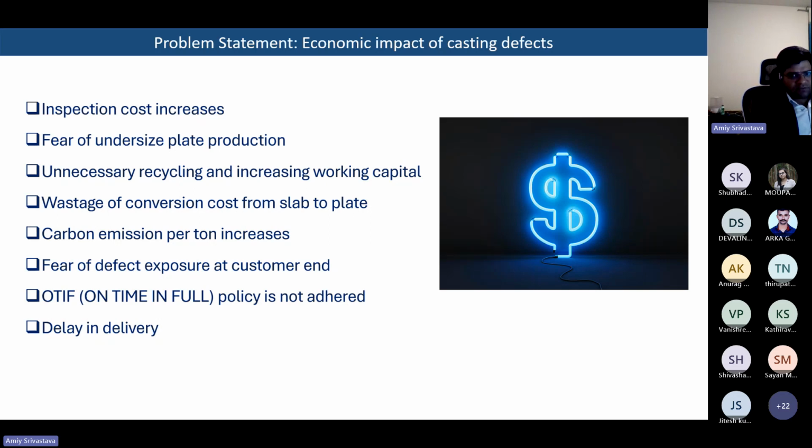So the customer will always think, okay, this guy is having a lot of defects, so it is always possible that some of the products which he has left and which he has not inspected might be having some defects, and that will create problems at my end. And I have already talked about the on time in full policy.